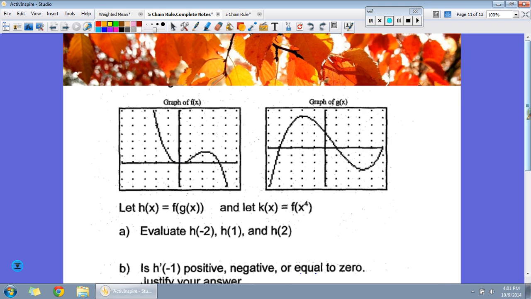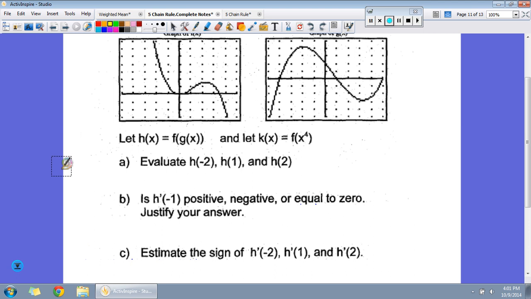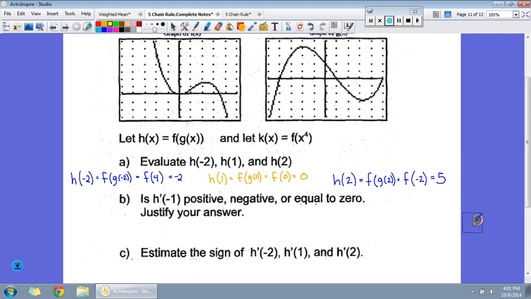So you should have gotten this worksheet from me in class. I believe we did the first problem together. So we did h of -2 is equal to -2, h of 1 equals 0, and h of 2 equals 5.